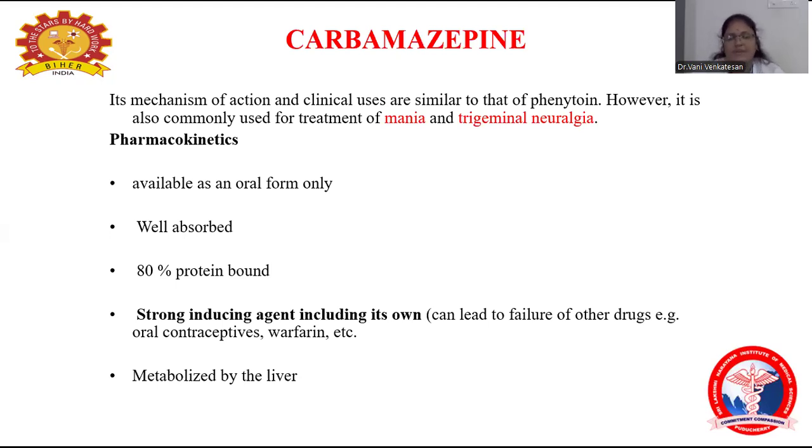This is only available in oral form and is well absorbed orally. It has 80% plasma protein binding. In phenytoin, we saw it had 90% plasma protein binding, whereas carbamazepine has 80%. It also has a strong enzyme-inducing effect, so this also causes failure of OCP therapy and warfarin therapy. Metabolism is also done by the liver.